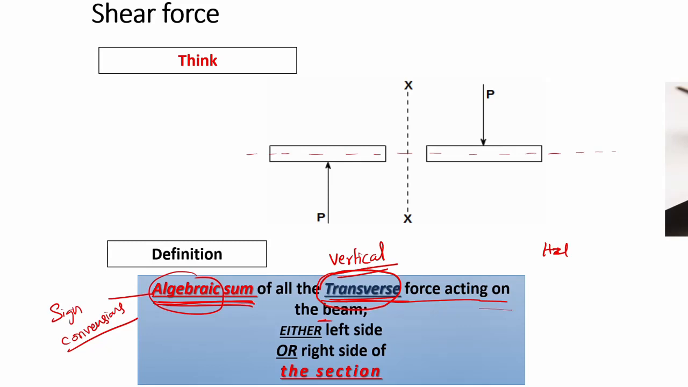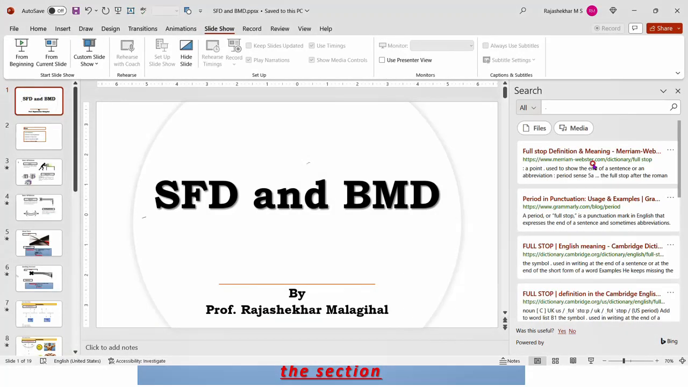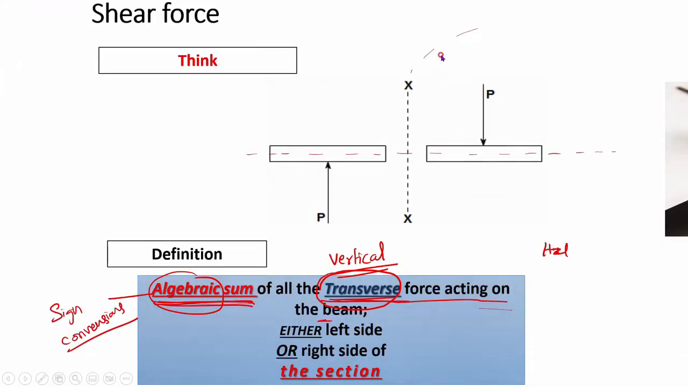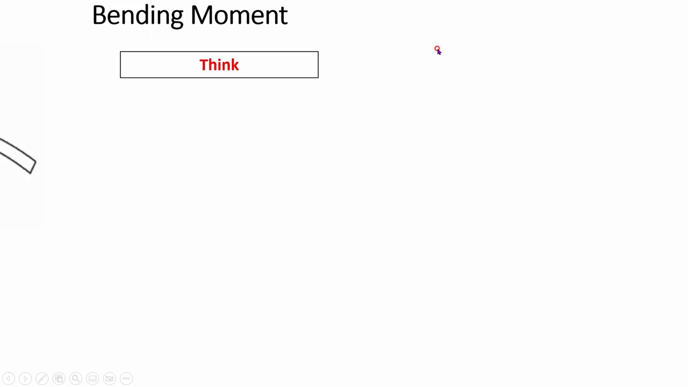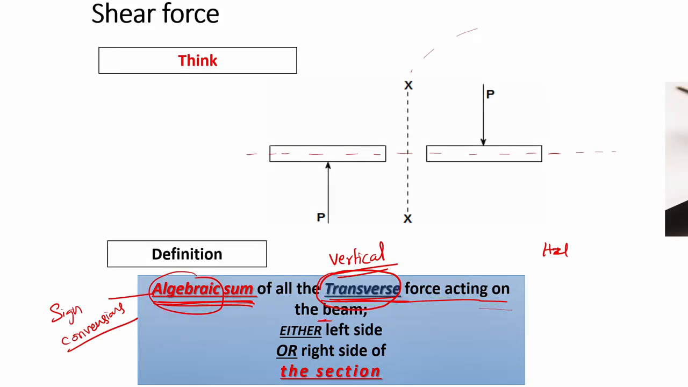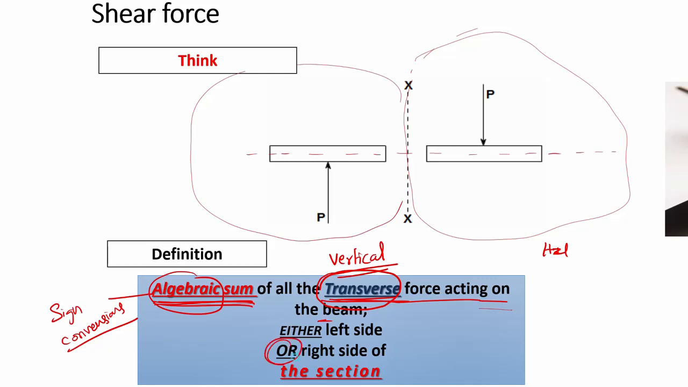Vertical forces where? You have to consider either the right side or the left side. This is the right side and this is the left side. You have to consider either right side or left side. This word is very important. Or means the choice is yours, whether you would like to see in the right side or you would like to see in the left side.